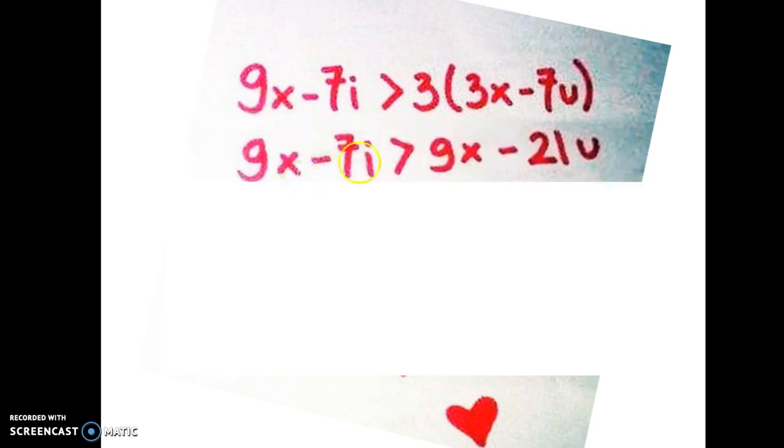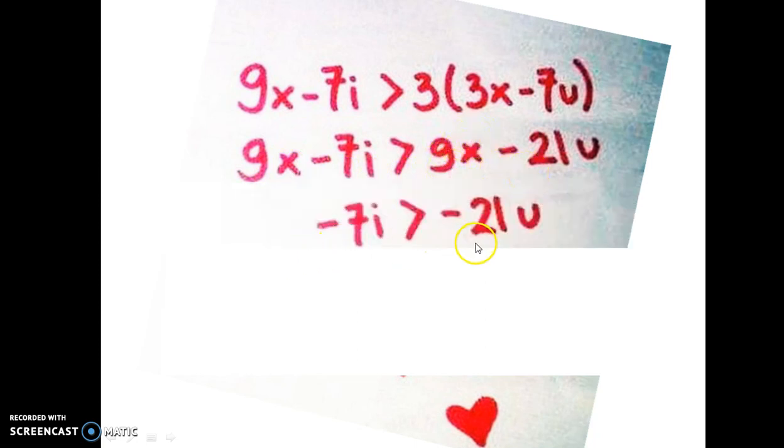All right, let's take a look. So first, multiply this through here. 3 times 3x, and 3 times that is negative 21u. Now, notice I have 9x on both sides. So if I subtract 9x from both sides, then 9x is going to disappear. It's gone. Now I have negative 7i is greater than negative 21u. Divide by negative 7 on both sides.